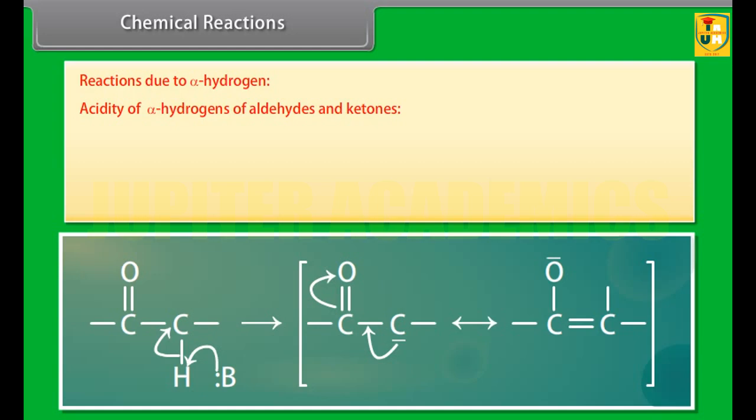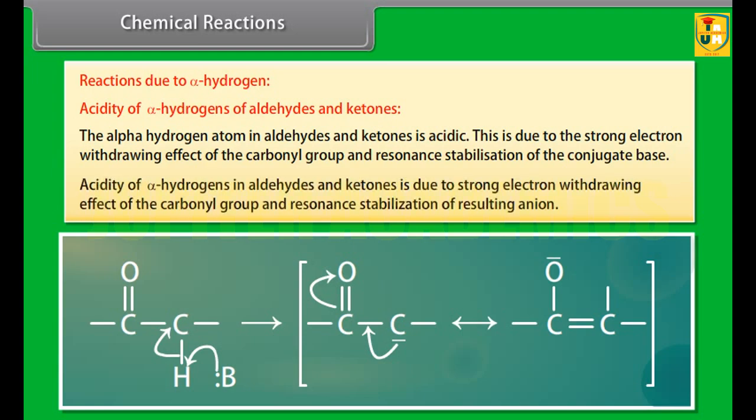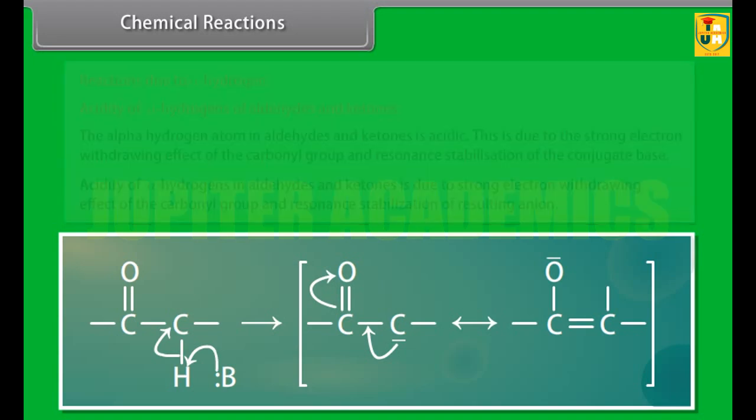Acidity of alpha hydrogens of aldehydes and ketones. The alpha hydrogen atom in aldehydes and ketones is acidic. This is due to the strong electron withdrawing effect of the carbonyl group and resonance stabilization of the conjugate base.